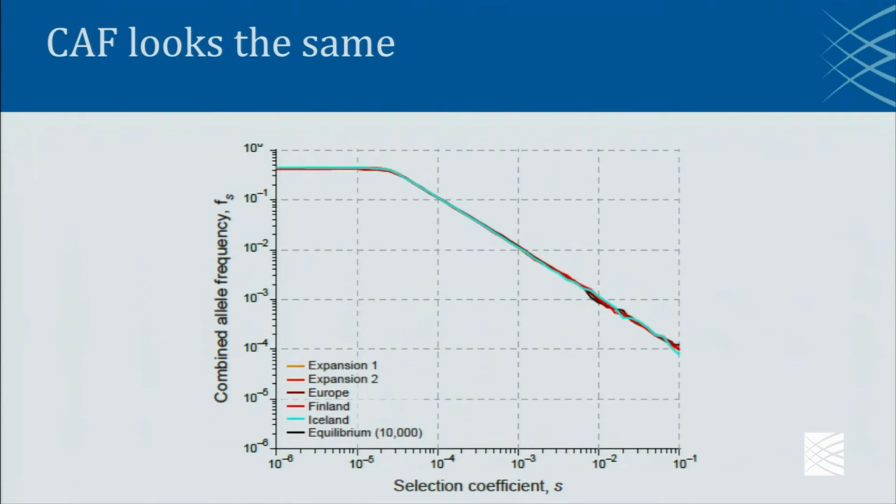And then as you march up the selection coefficient and you get to be more and more deleterious from a population genetics point of view, you see the combined allele frequency goes down. And it goes down almost identically for all of the different populations, okay? So this is one of those quirks of population genetics that pretty much regardless of demography, the overall burden of mutations in a given functional class, a given selective class, is about the same, okay? This is, remember, combined allele frequency, so it's the overall burden.